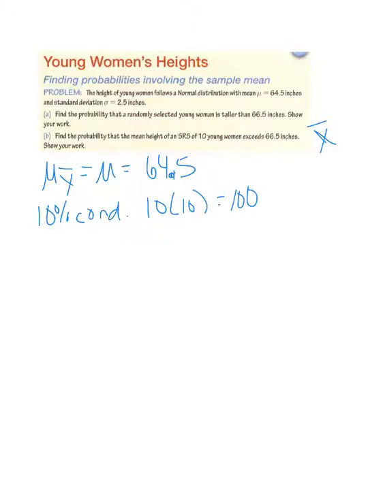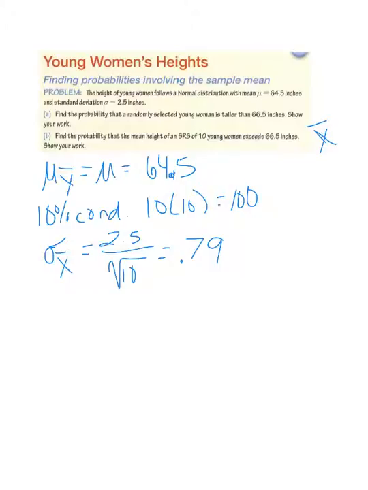Okay, so my sample is definitely less than 10% of my population, so I can use my standard deviation formula. My population standard deviation was 2.5. My sample size was 10, so 2.5 over the square root of 10 gives me 0.79 for my standard deviation.